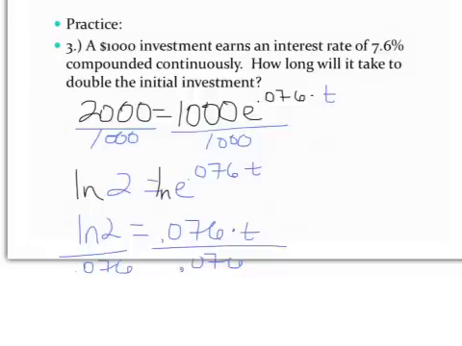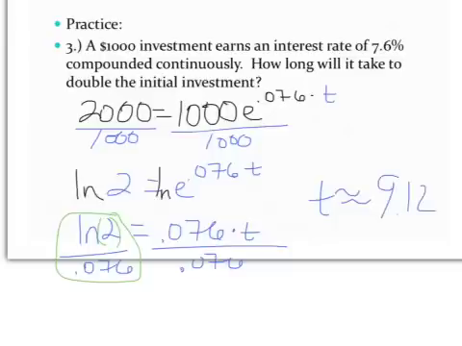So this right here is what I'm going to plug into my calculator. Now when I plug that in, make sure that you are closing off your parentheses around that 2, otherwise you will get an incorrect answer. And once we solve that, we get t equals 9.12 years. So just over 9 years it would take for that investment to double.